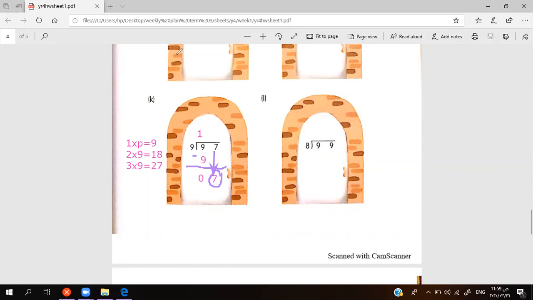Okay, let's try this one. 1 times 8 gives me 8. 2 times 8 gives me 16, and 3 times 8 gives me 24. So what times 8 gives me a 9? Nothing. What's the smaller number? It's the 8. So I will make 1 times 8. 1 up. 1 times 8 is gonna give me an 8. Like this, I multiplied and wrote my answer.